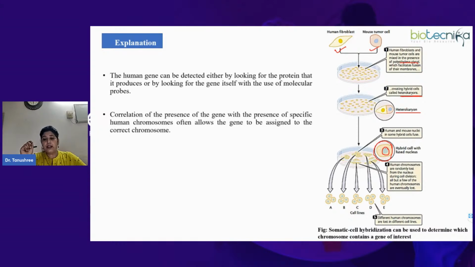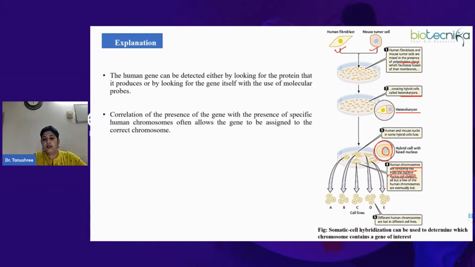It is observed that when these hybrid cells are formed, one of the species' chromosomes is lost, and mainly it is the human chromosome. So human chromosomes are randomly lost from the nucleus. Not all the chromosomes, some chromosomes are lost. Maybe in different cell lines, different chromosomes can be lost. So human chromosomes are randomly lost from the nucleus during cell division.